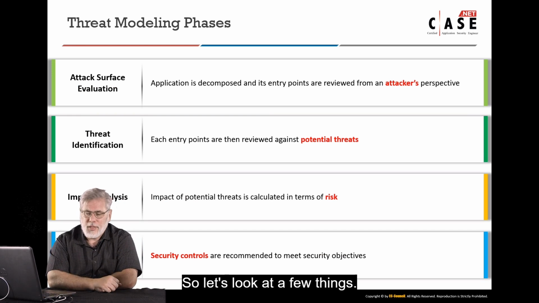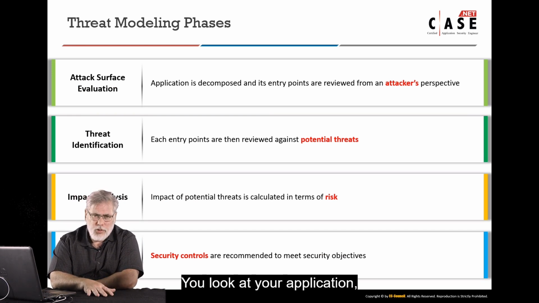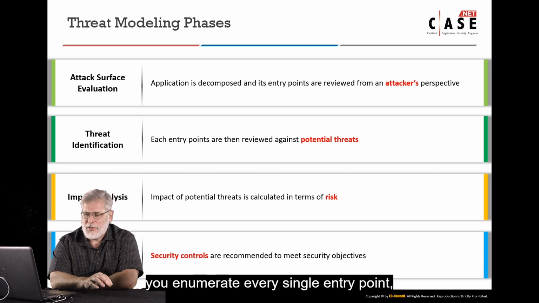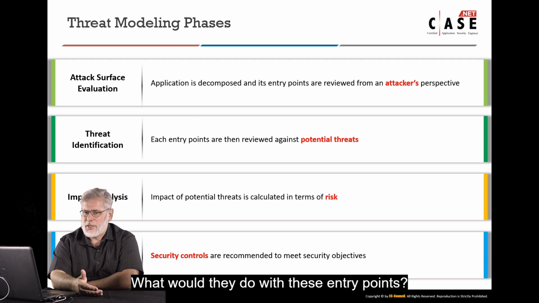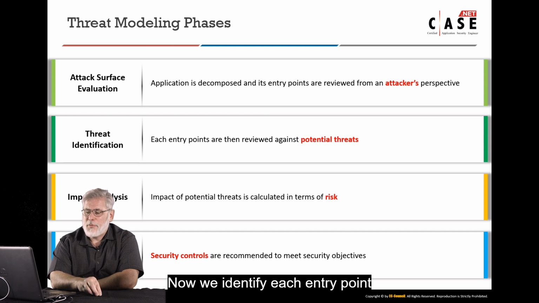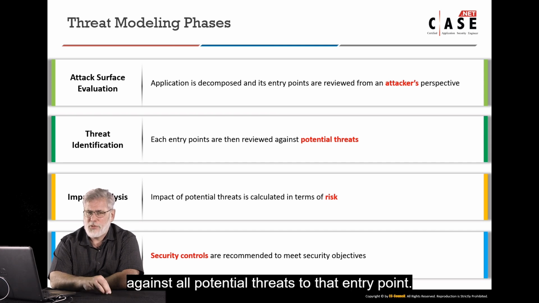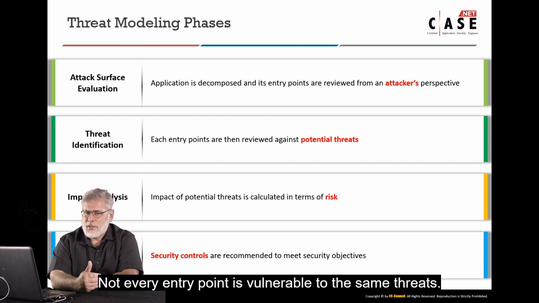So let's look at a few things. Start with attack surface evaluation. You look at your application and you enumerate every single entry point and look at them from the perspective of a bad actor. What will they do with these entry points? Now we identify each entry point against all potential threats to that entry point. They're not all the same. Not every entry point is vulnerable to the same threats.